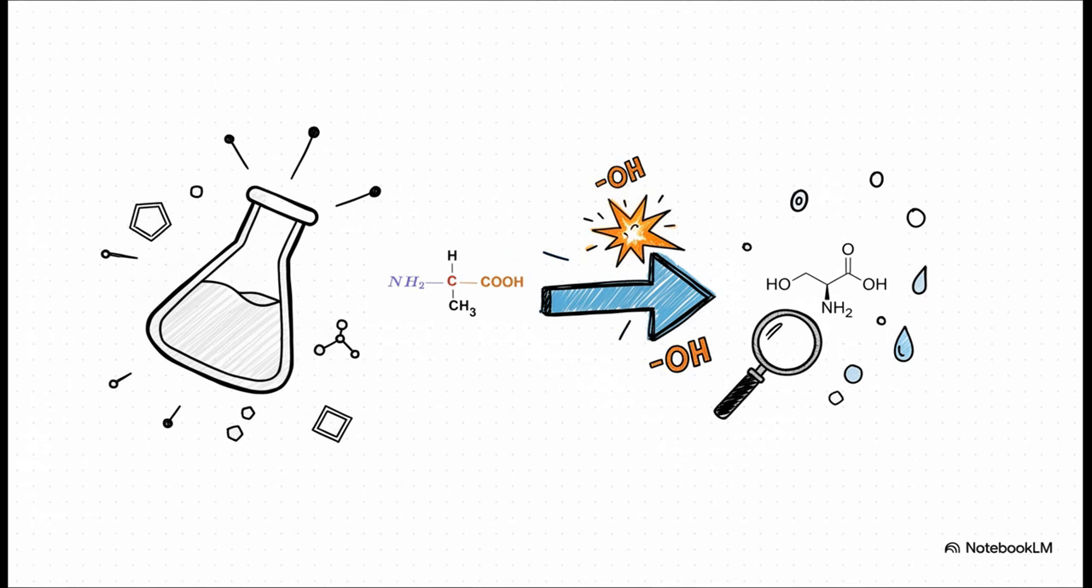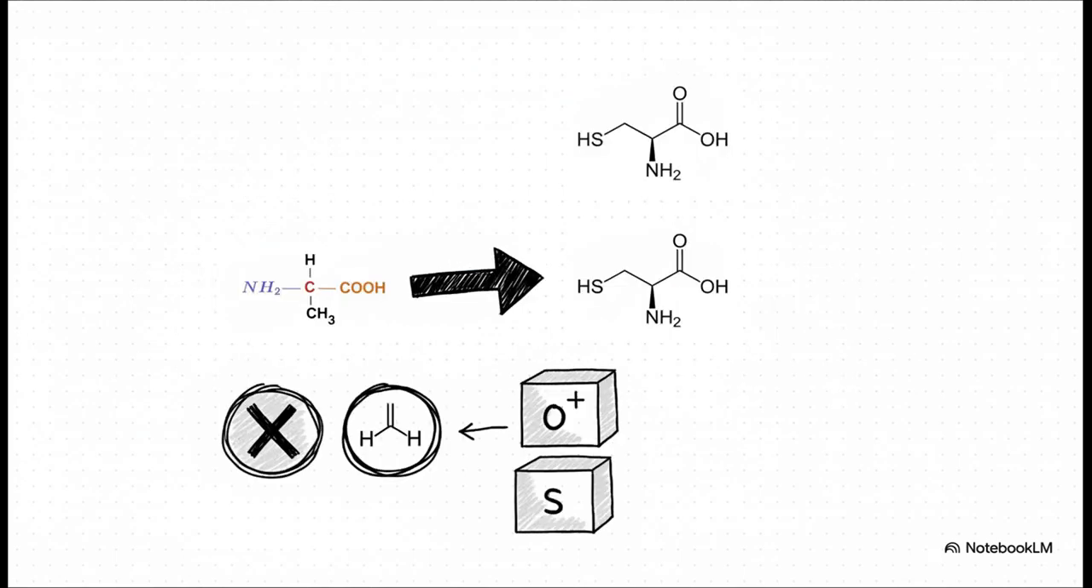Okay, let's see this in action. On the left, you've got alanine with its simple methyl group, right? The CH3. Now, what happens if we grab one of those hydrogens and just swap it out for a hydroxyl group? You know, an OH? Boom! Just like that, you've made serine. See? It's just alanine with an oxygen attached. Super simple.